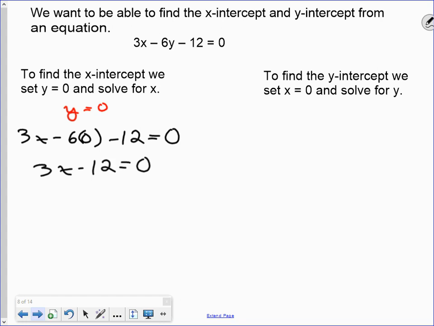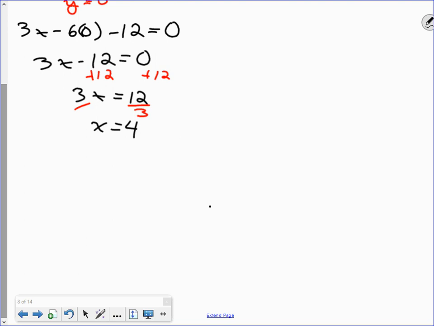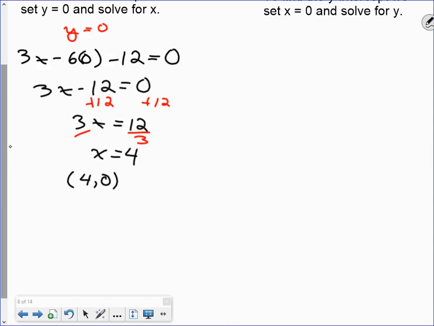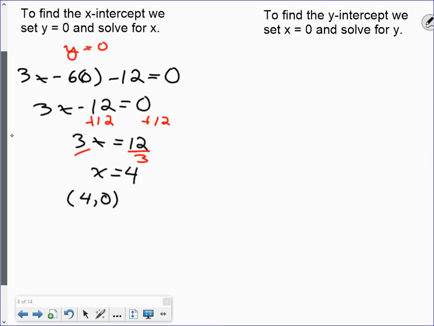Now this is something we can solve pretty easily. We know how to do this. We subtract 12 from both sides. Sorry, we add 12 to both sides. 3x equals 12. And then we're going to divide by 3, and we get x equals 4. So our x-intercept would be x equals 4, or the point 4, 0. How do I know that the y has to be 0? Because that's what we started with way up here, y equals 0.